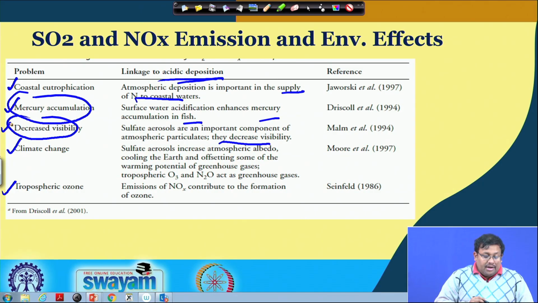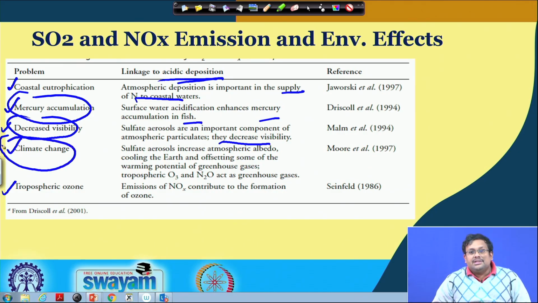This is another important point. Sulfate aerosols increase atmospheric albedo, cooling the earth and offsetting some of the warming potential of the greenhouse gases. Also, tropospheric ozone and nitrous oxide are greenhouse gases, and ultimately they have a huge impact on climate change. So acid deposition not only impacts the ecosystem, terrestrial as well as aquatic life, it also impacts the climate.